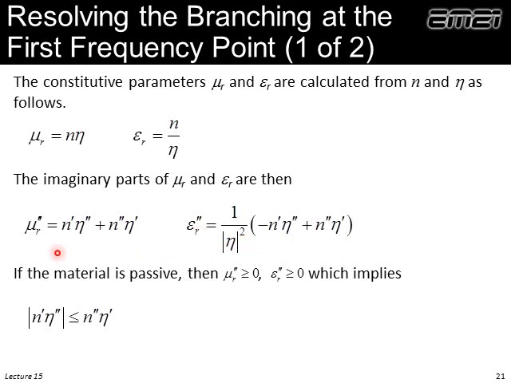Now, why are we looking at the imaginary components? Remember, we're assuming passive materials, and these two numbers have to be positive quantities. So if we have a passive material and these two quantities are positive, that implies that the product of the real part of refractive index and the imaginary component of impedance, the absolute value of that, has to be less than the imaginary part of refractive index times the real part of the impedance. And we are going to use this condition to sort out what's happening at the first frequency point.